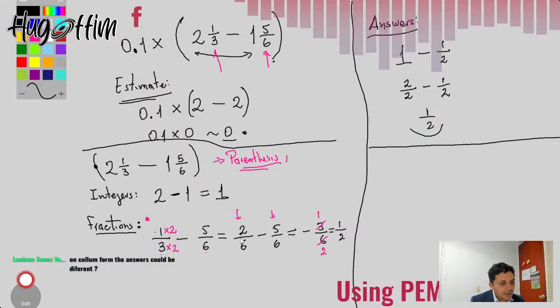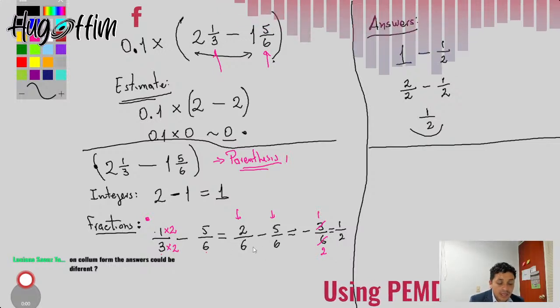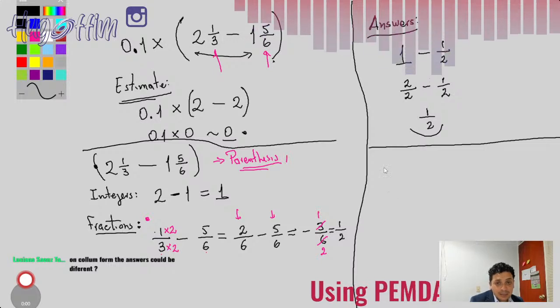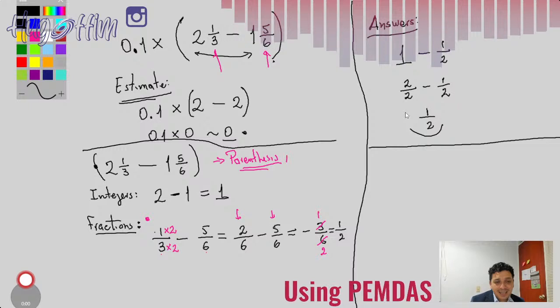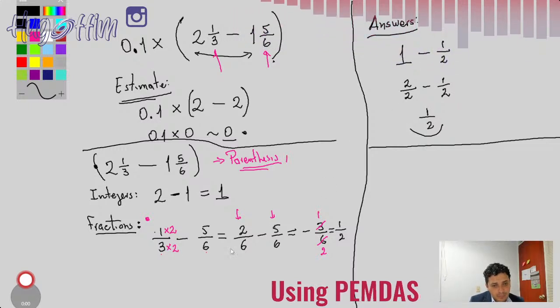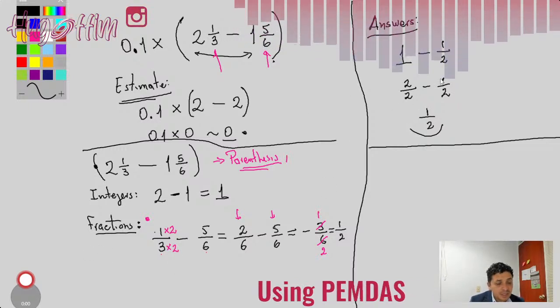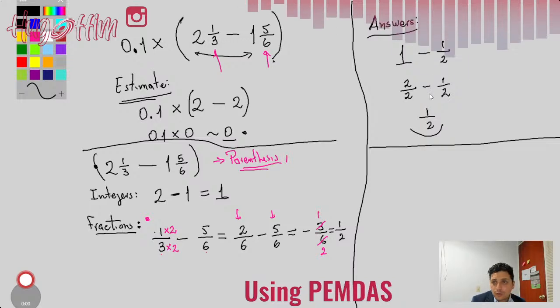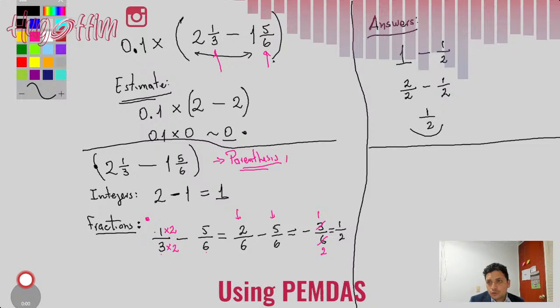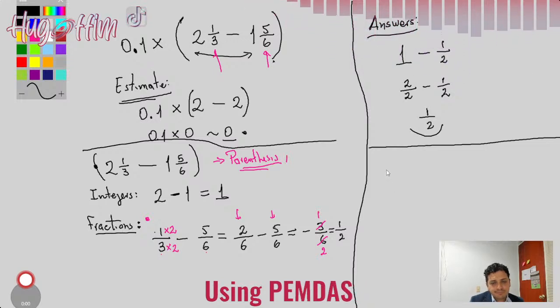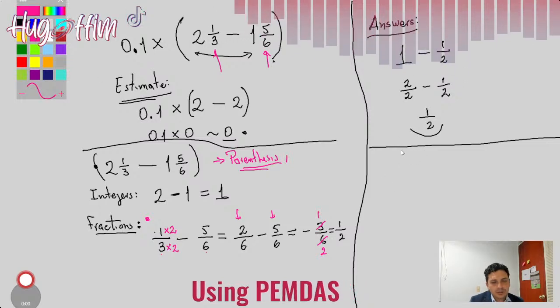What happens if you use column form? No, the answers must be exactly the same. If you use column form, you must get exactly the same answer. Cannot be different. If you want, I can do it in column form quickly. I'm gonna do it here. Column form.